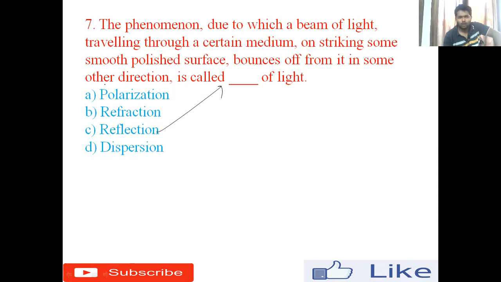And how about polarization? Polarization is the process of making the light ray or restricting the light ray to travel in a particular direction. Basically, when the light comes from a source, it will be scattered or split in different directions, right? But in polarization, we are going to restrict the light rays to travel in one particular direction. That phenomenon is called polarization. But the right answer for this question is option C, reflection.